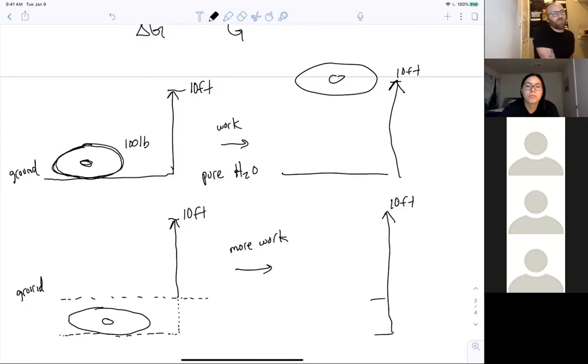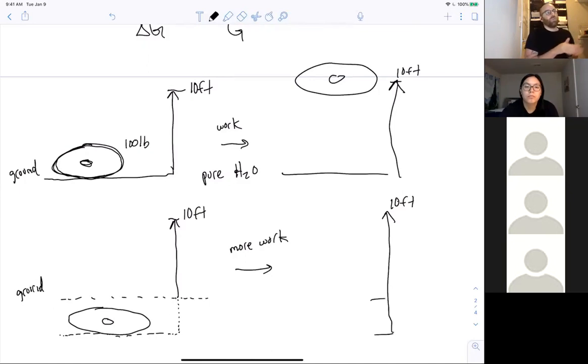If I put that book on the floor though, and I pick it up off the floor to put it up on the shelf, that's going to require more energy because it's lower. So I've lowered its potential energy, and I'm going to have to work harder to get it up to the shelf. That's essentially what's happening with a solution.